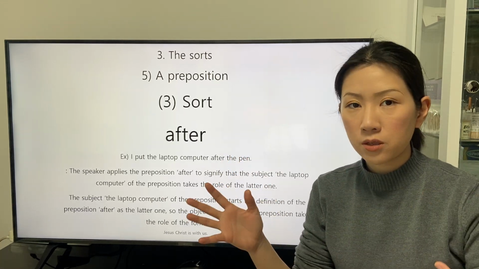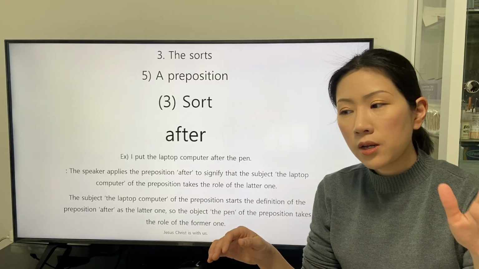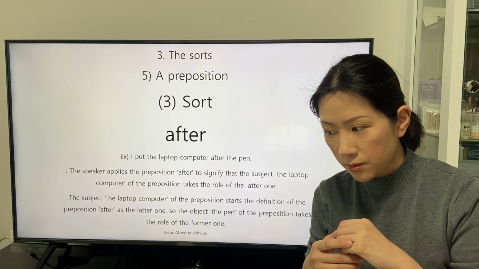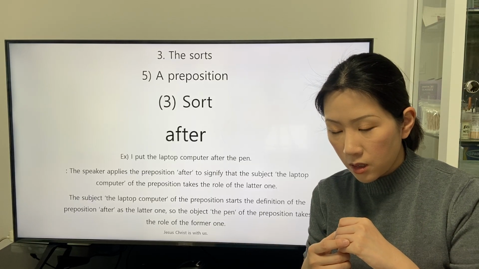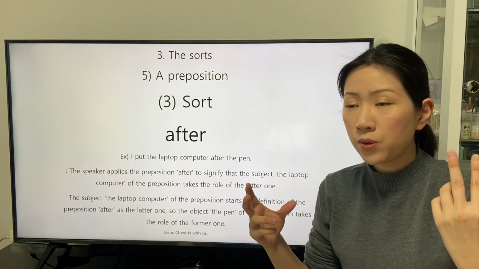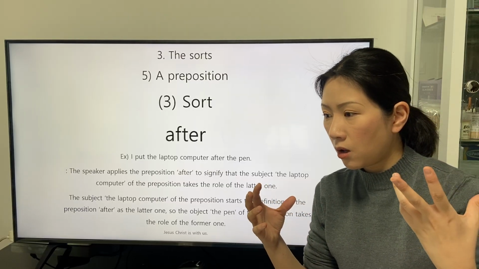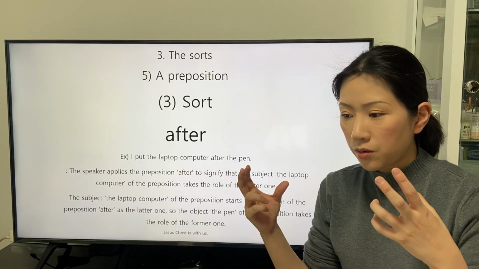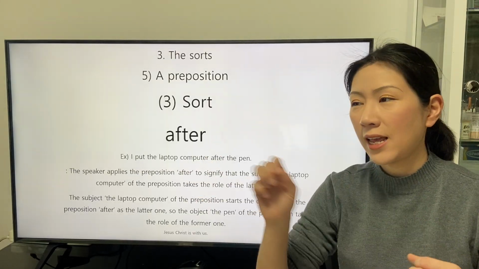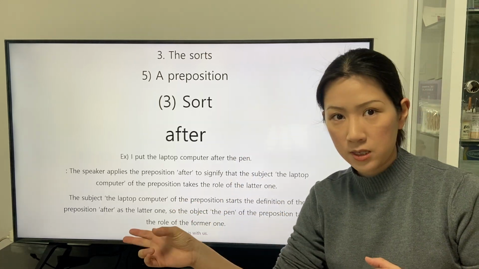The interpretation of the two prepositions before and after is a good point that we can review the fact. The fact is on the subject. The subject of the preposition starts and gives the definition of the preposition to the object.